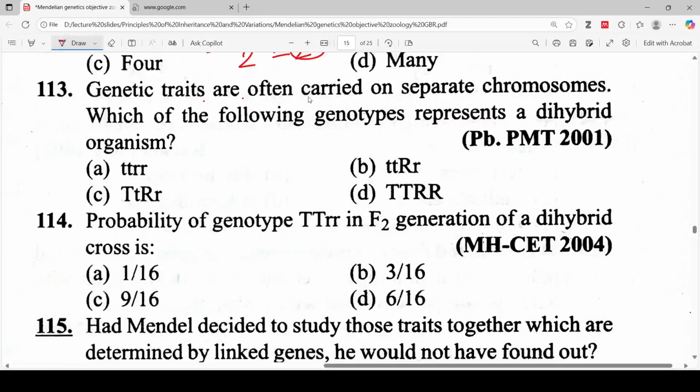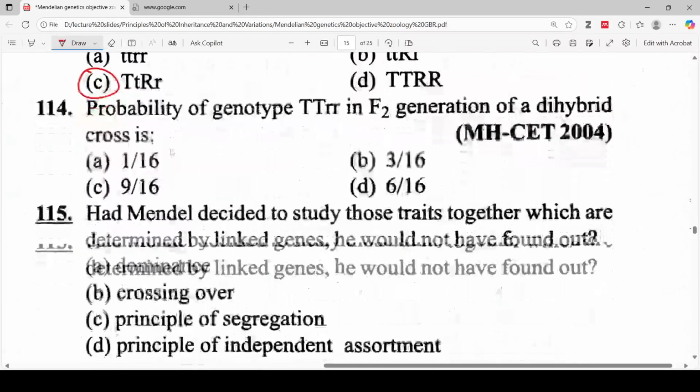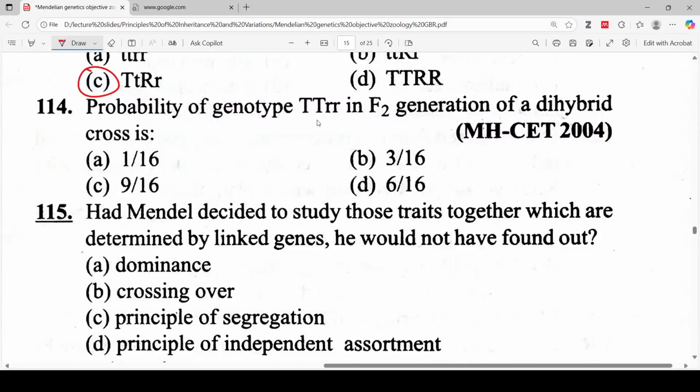Genetic traits are often carried on separate chromosomes. Which of the following genotypes represents a dihybrid organism? So the correct answer will be option C. Next question, the probability of genotype TTRR in F2 generation of a dihybrid cross is option A.